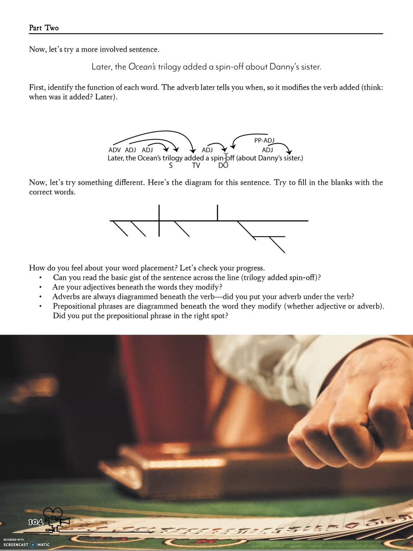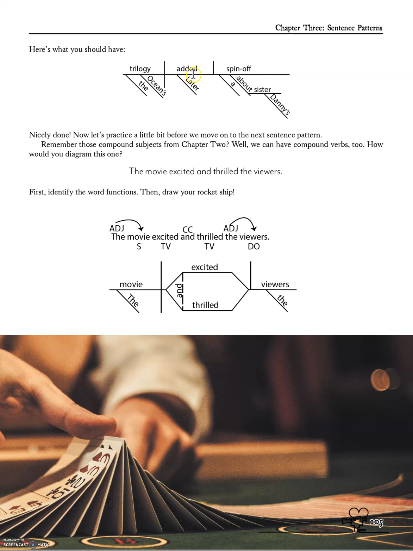All right, and we're back. So let's see how you did. Is this what you have? You have trilogy added spin-off, the Ocean's trilogy, adjective modifiers. Later is an adverb telling me when, so it goes under the verb. And then it's a spin-off, and it's a spin-off about Danny's sister. So, got that right? Yay, you're good.